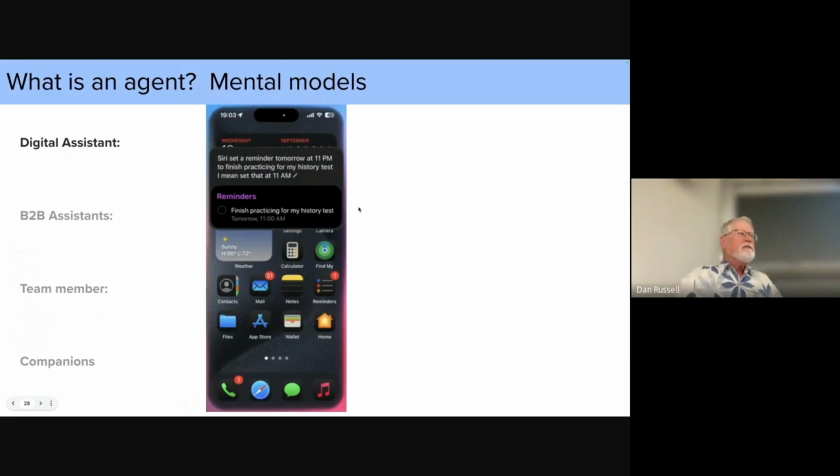So let me give you some examples here. Agents can be many things, but as I've said in previous lectures, having a mental model for what your AI thing is really important. So what are the mental models people have of AI agents? One is a digital assistant, kind of like Siri, right? You say something, it does the right thing, responding to what you do. It may pop up an announcement saying, remember, you need to practice for your history test tomorrow.